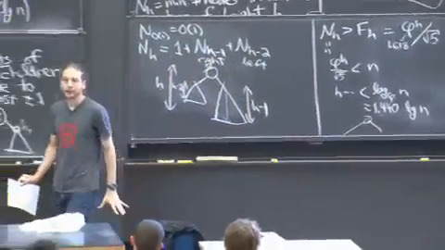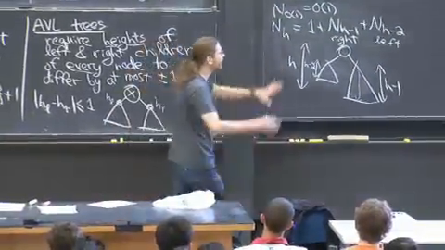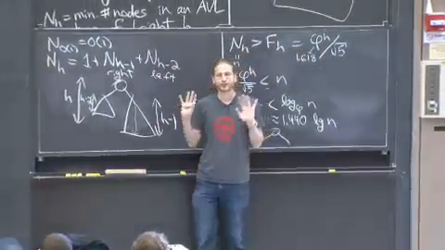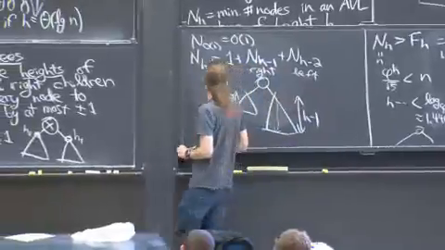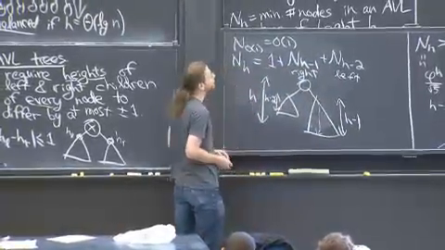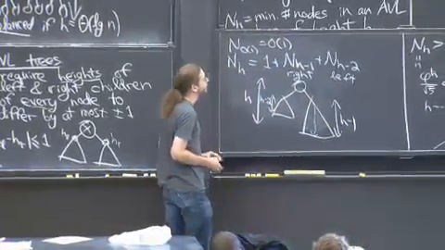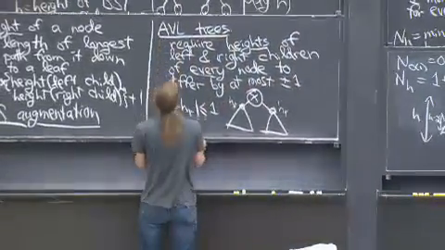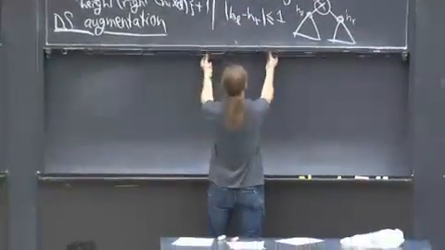Now, if you don't know Fibonacci numbers, this is I pull a rabbit out of a hat, and I've got this phi to the h. It's kind of magical. There's a much easier way to analyze this recurrence. I'll just tell you, because it's good to know, but not super critical.